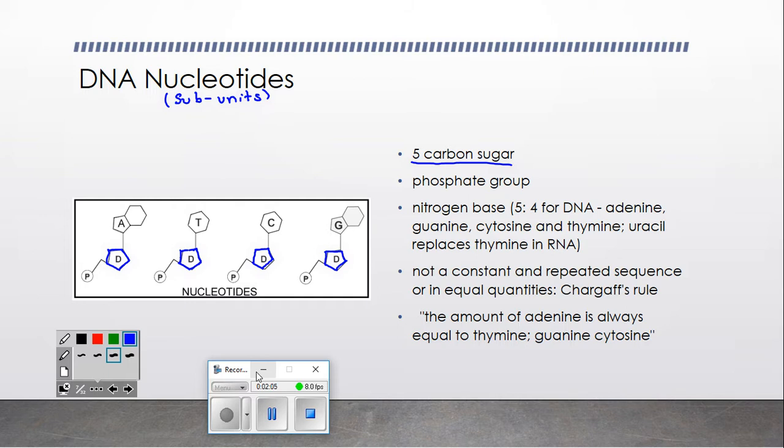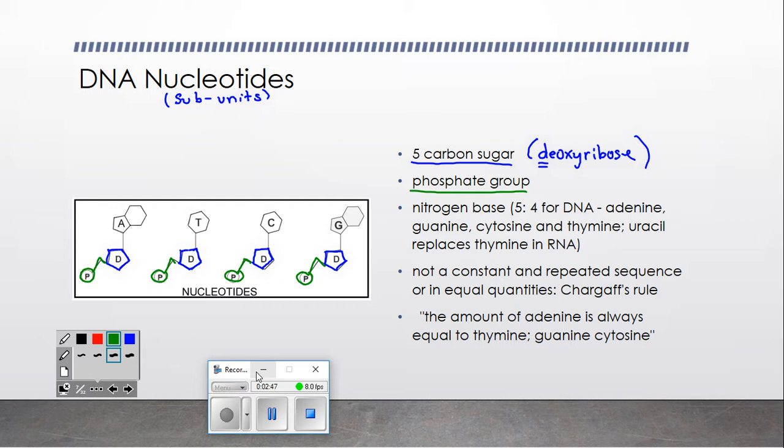The 5-carbon sugar is deoxyribose. It's the D in DNA. So that's in common. All 4 of those nucleotides would have that same sugar as part of their structure. They all also have a phosphate group. So if you look, there's a little line and a phosphate group attached. So far, those 2 things are identical in each of the subunits.